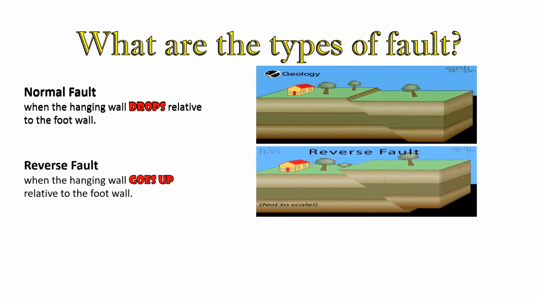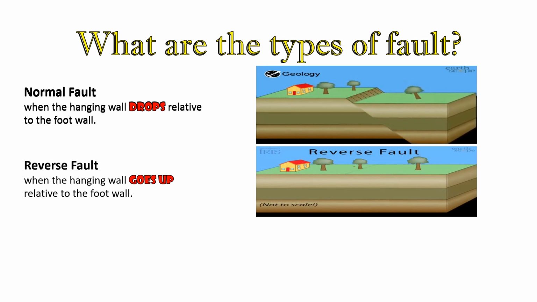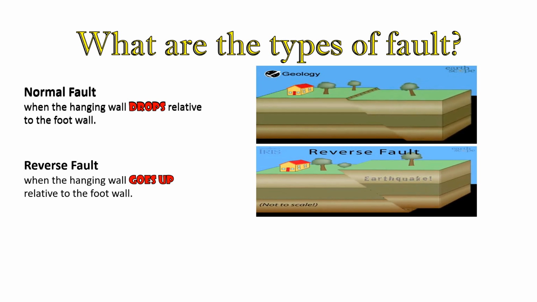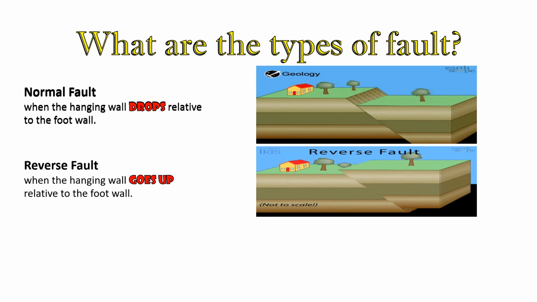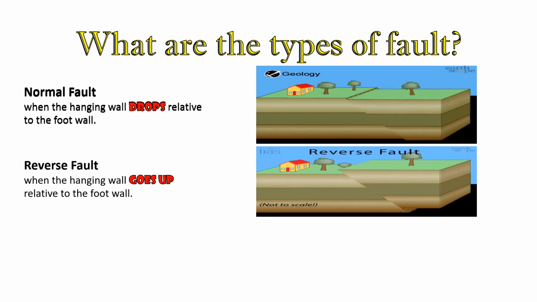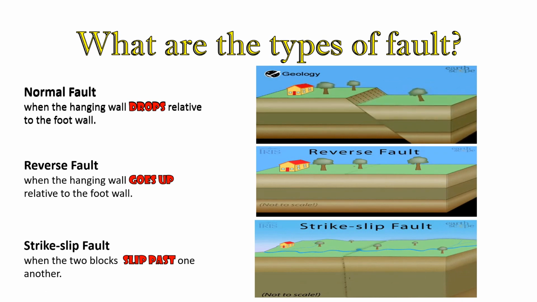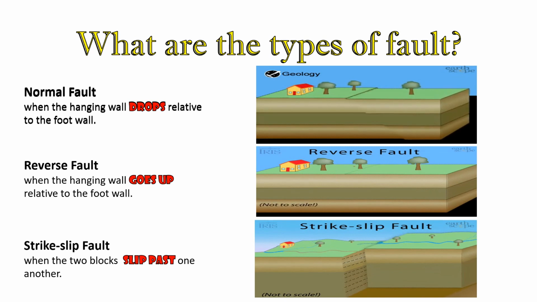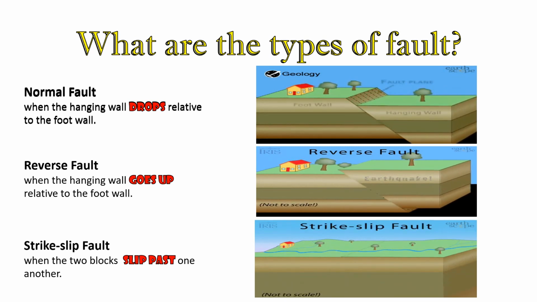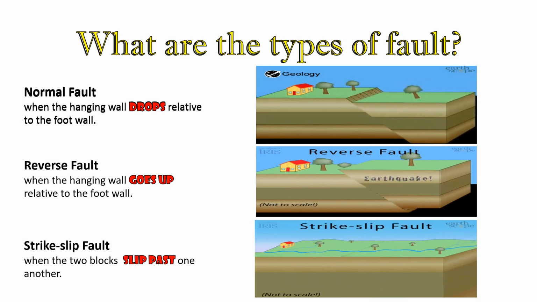While kapag naman tumaas ang hanging wall, ito ay tinatawag natin na reverse fault. So, ang reverse fault happens when the hanging wall goes up relative to the footwall. So, kabaligtaran siya or it is the opposite of the normal fault. And the last one, ang blocks ay hindi bumababa or tumataas, but these blocks slide past each other. So, pag nag-slide ang mga lupa na ito, ang tawag dito ay strike slip fault.